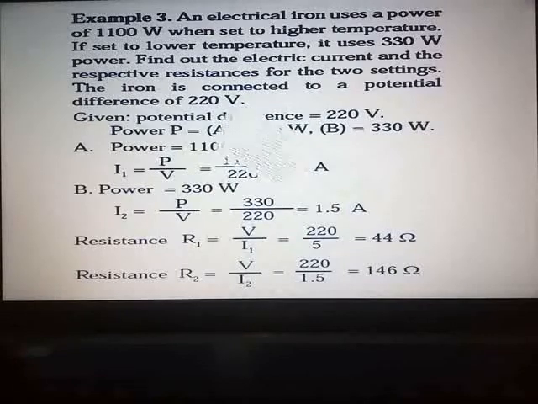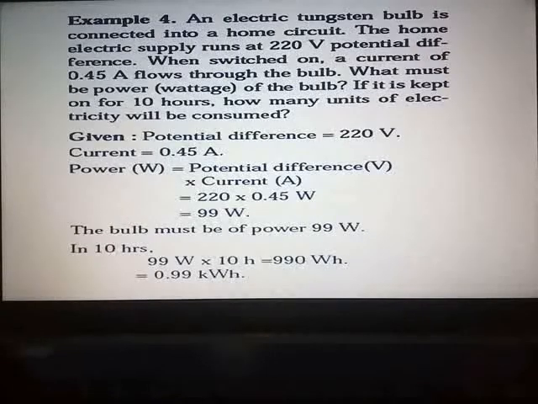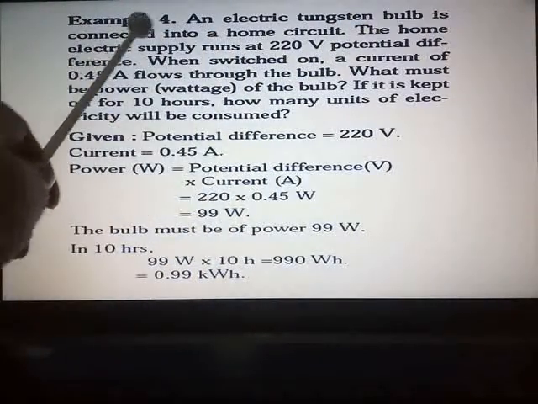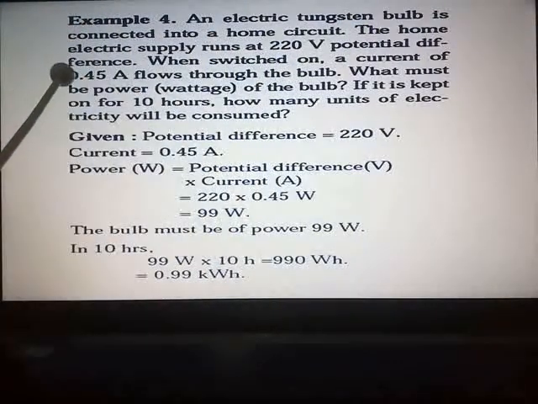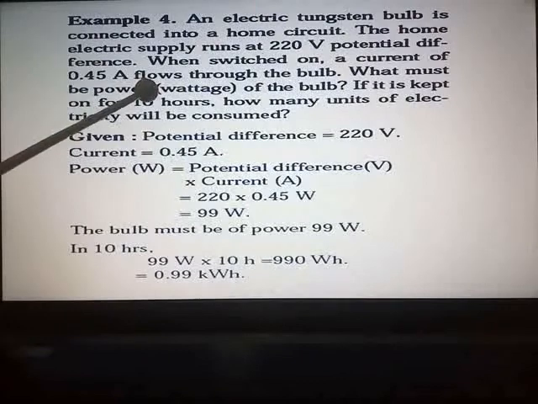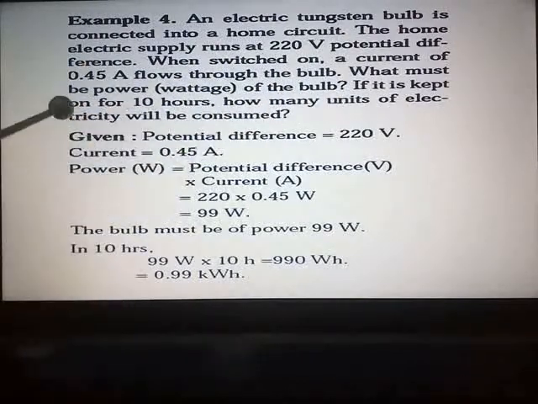Next example, very simple, example number 4. An electric tungsten bulb is connected into a home circuit. The home electric supply runs at 220 volt potential difference. When switched on, a current of 0.45 amperes flows through the bulb. So potential difference is given as 220 volts, current I is given as 0.45 amperes. What must be the power of the bulb? If it is kept on for 10 hours, how many units of electricity will be consumed?